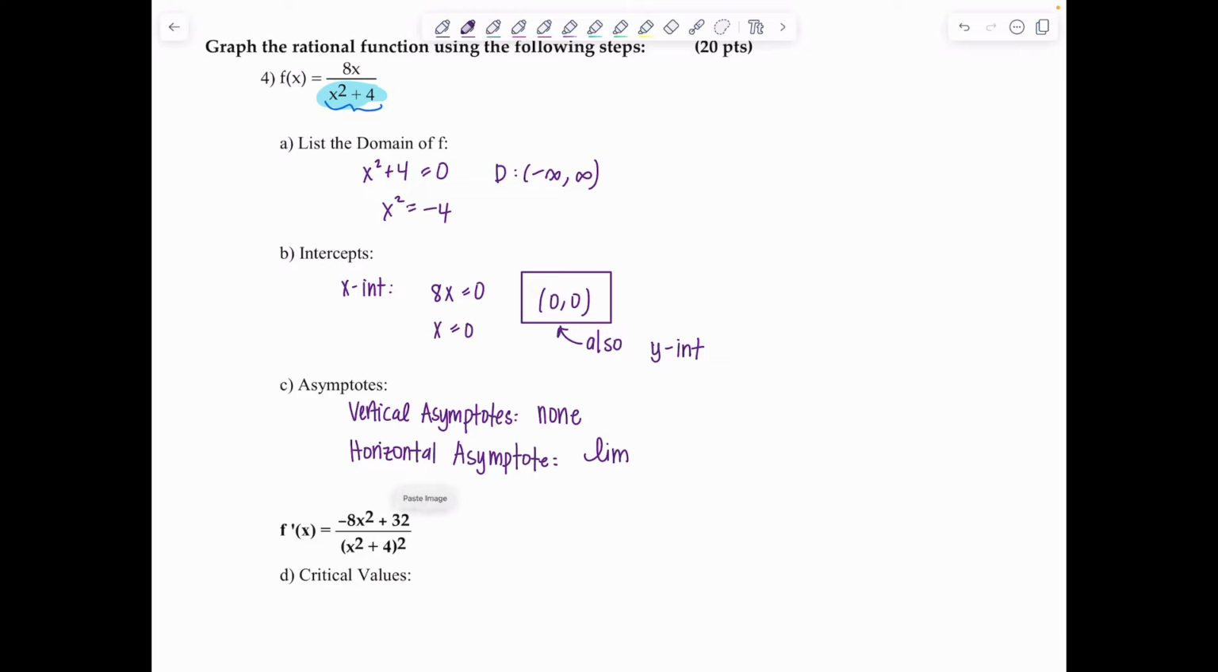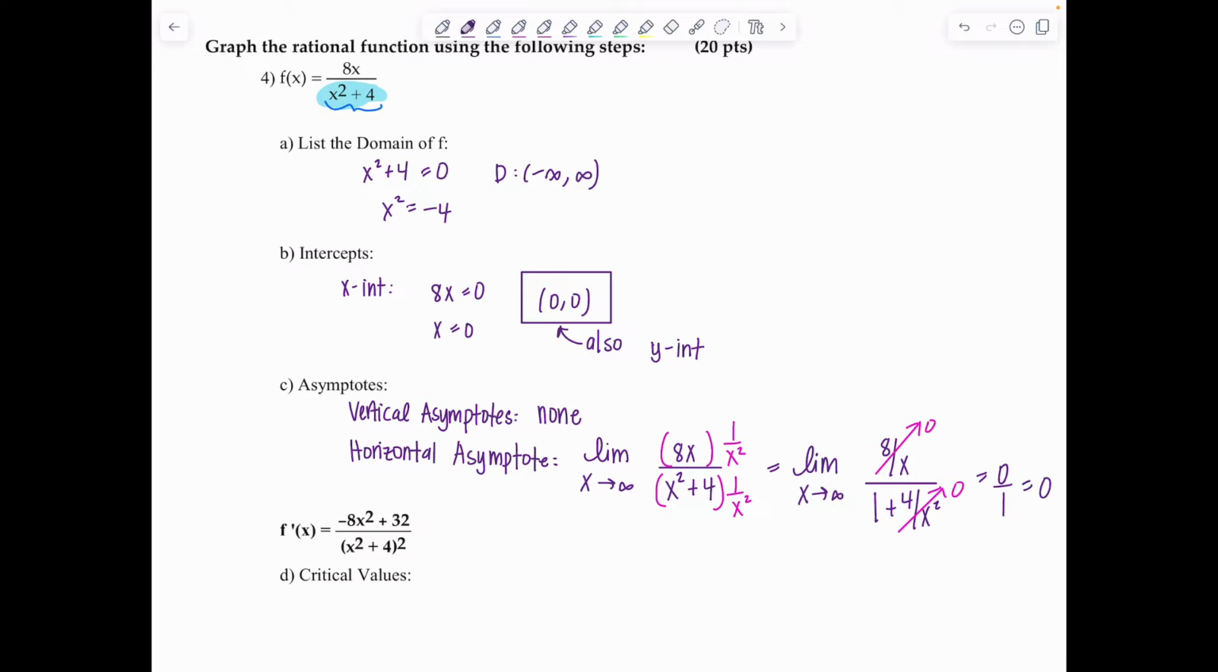So horizontal asymptotes describe end behavior. So I'm going to take the limit as x goes to infinity of 8x over x squared plus 4. And notice both numerator and denominator are going to infinity. You could use L'Hopital's rule, or I'm just going to multiply top and bottom by 1 over x squared to take this limit. And then I get the limit as x goes to infinity of 8 over x over 1 plus 4 over x squared. So 8 over x goes to 0, 4 over x squared goes to 0. I have 0 over 1, which is 0. So my horizontal asymptote is at y equals 0, like we suspected, right?